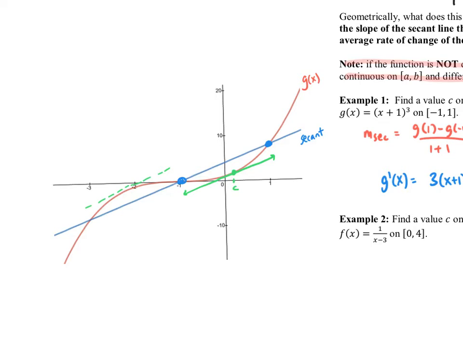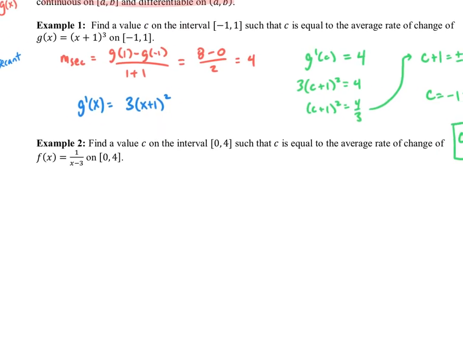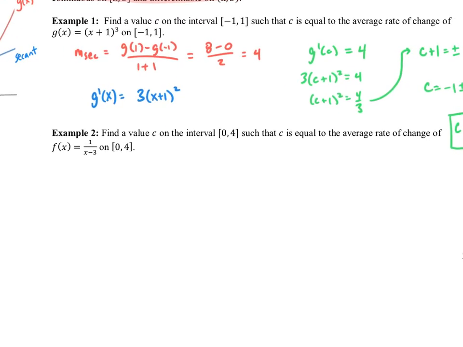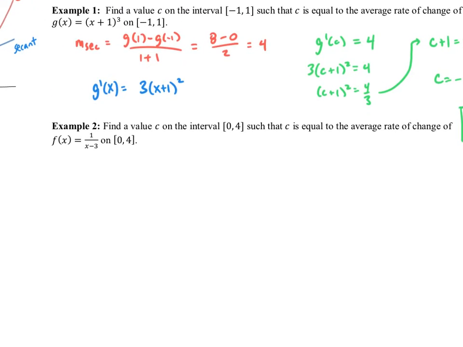Okay, let's go ahead and move on to example 2. So with example 2, we're going to try to find a c on the interval of 0 to 4, such that c is equal to the average rate of change of f of x on the interval from 0 to 4. I'm going to graph this one because I think it's going to help us a little bit. So here we have a vertical asymptote at 3. So that's a vertical asymptote at x is equal to 3. We also have a horizontal asymptote at the x-axis, so y equals 0. And when we graph this function, it looks something like this.